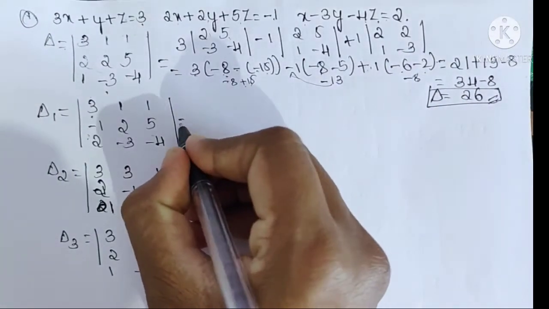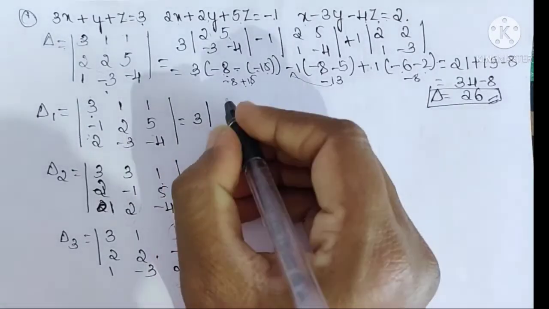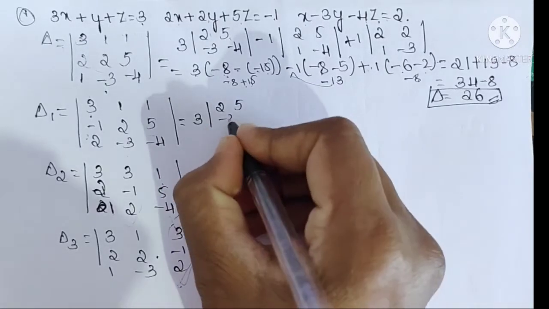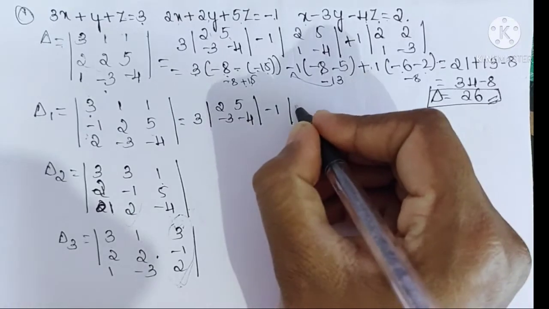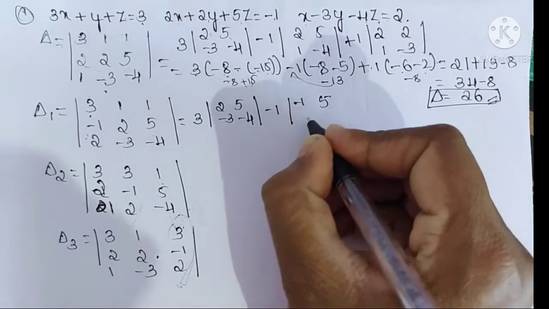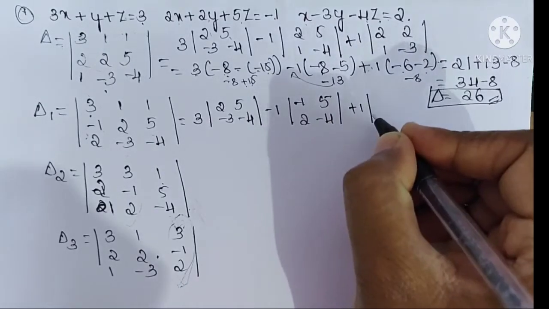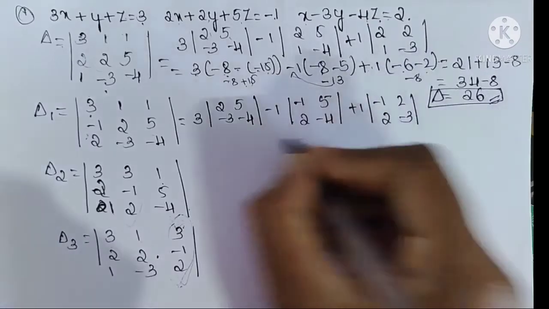Next, delta 1 value. Now consider 3. Delete first row first column. Remaining 2, 5, minus 3, minus 4. Minus 1 into delete first row second column: minus 1, 5, 2, minus 4. Plus 1 into delete first row third column: minus 1, 2, 2, minus 3.